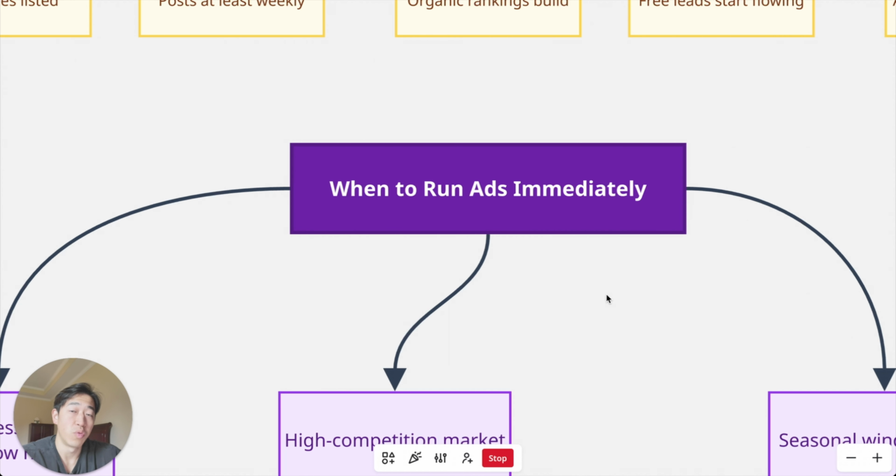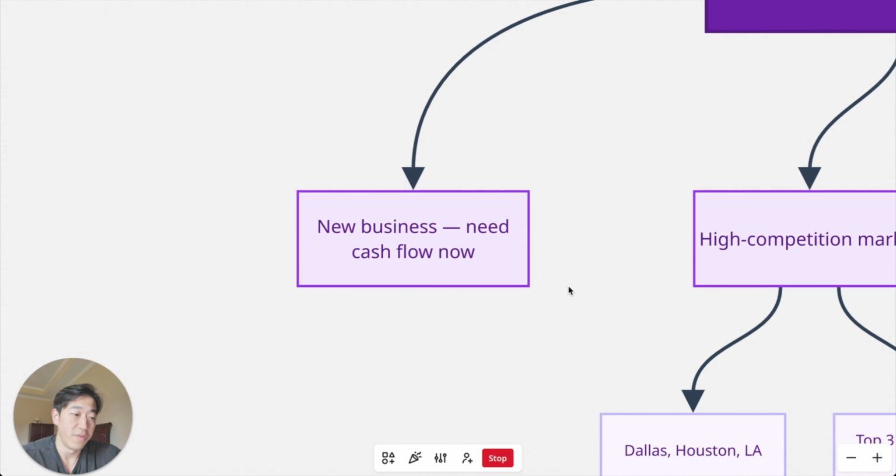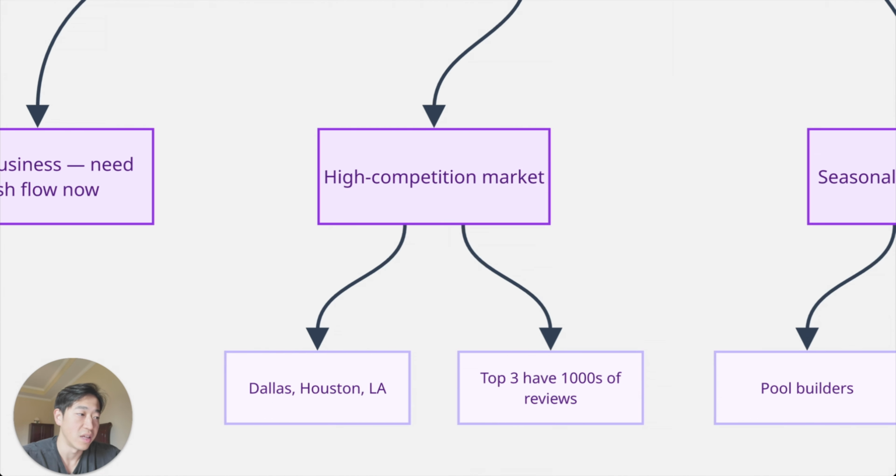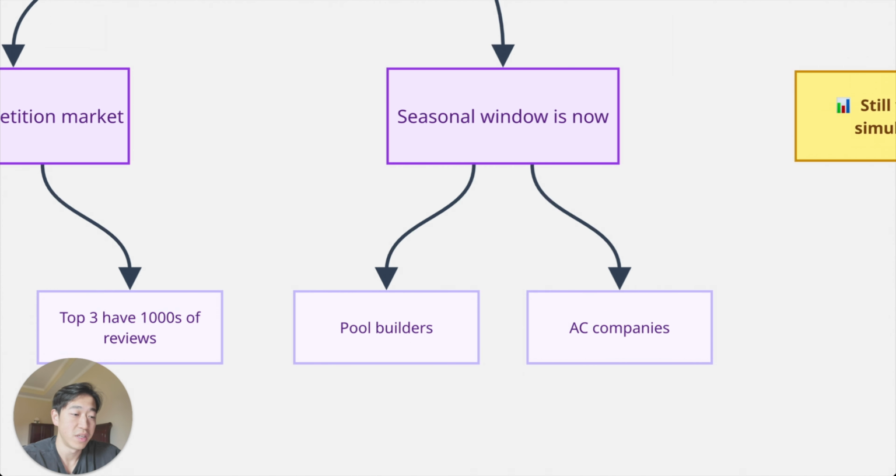So here's when you can run ads immediately. Number 1 is if it's a new business and you just need instant cash flow. If you put $1 in, you could get $3 to $10 out. Next is if you're in high competition markets. For example, Dallas, Houston, Los Angeles, where the top 3 have thousands of reviews. You need to separate yourself from the competition. But first, optimize your Google business profile, then run ads on top of that, and you can rank above your competitors with the sponsored ads. The last thing is if you run a seasonal business like pool builders in the spring, that's where they make their killing for the entire year. Or you run HVAC, and during the summer, that's when you make the killing.